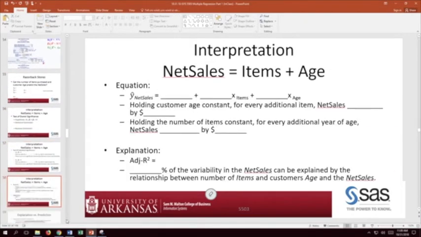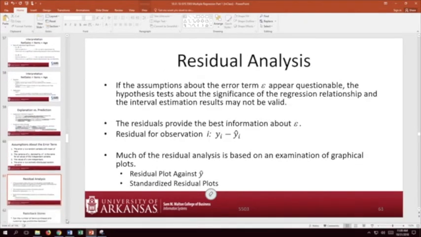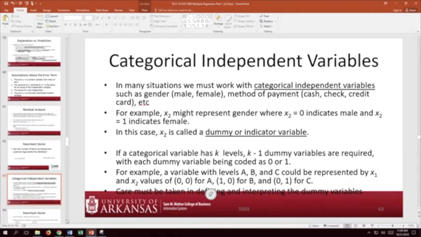So here's kind of the fill in the blanks of the things that I was doing. Categorical independent variables. That was perfect. Alright, so categorical independent variables. What if we want to do that?